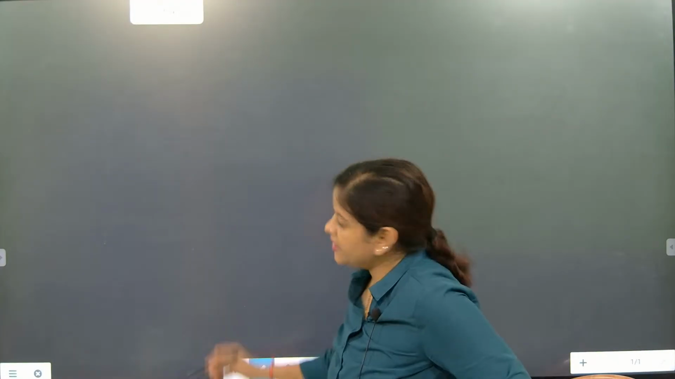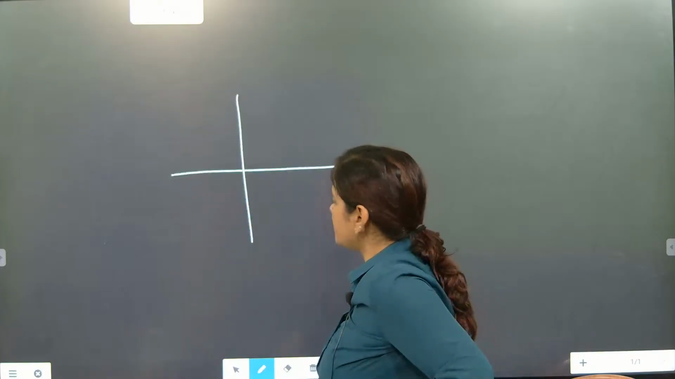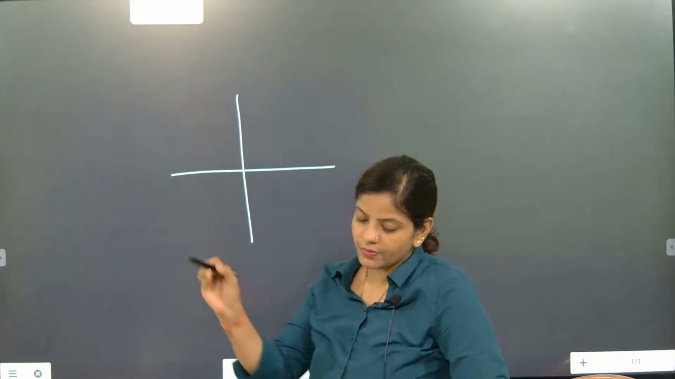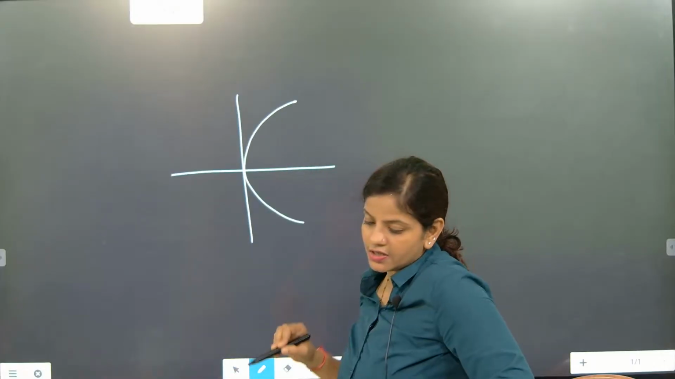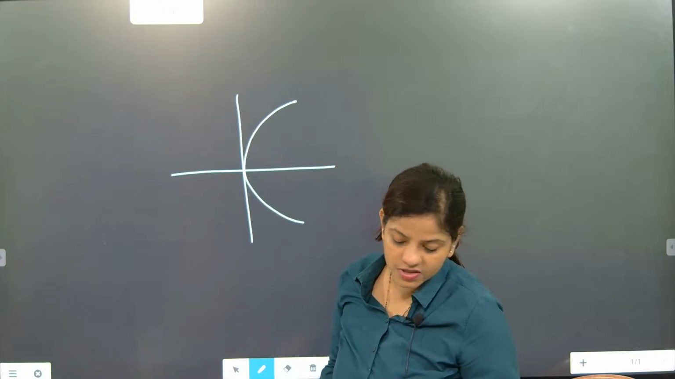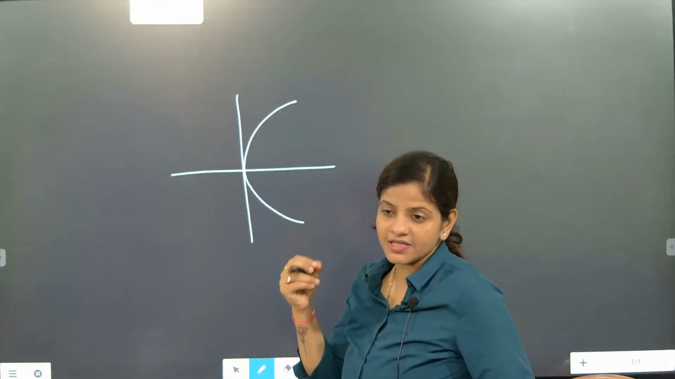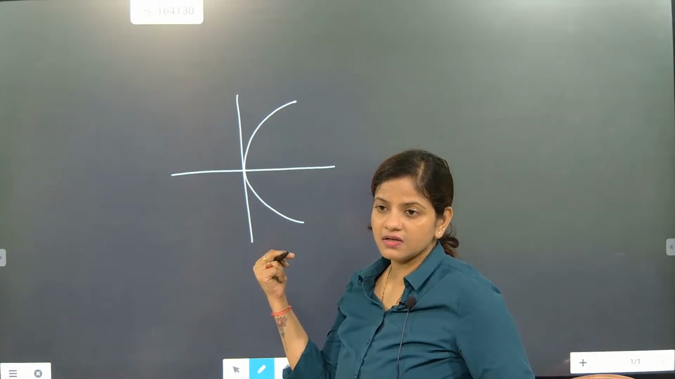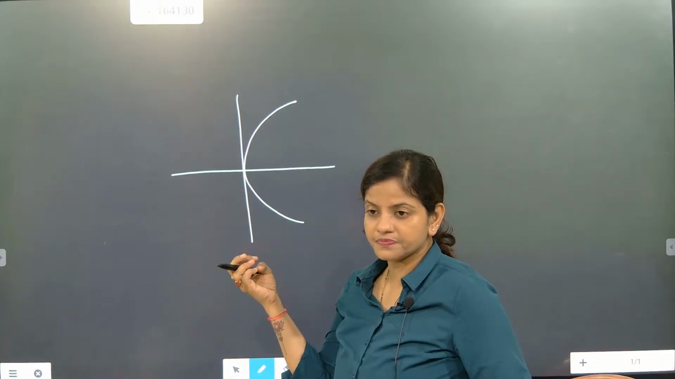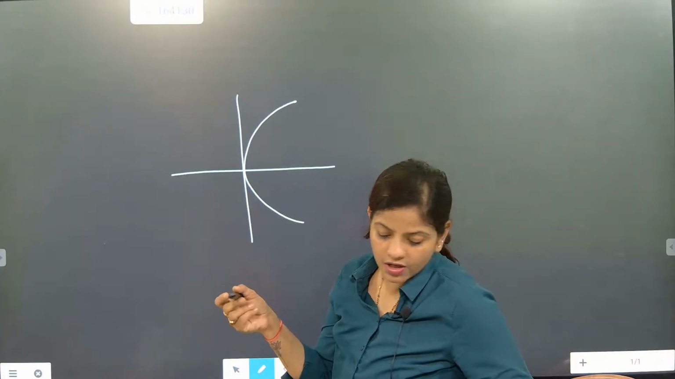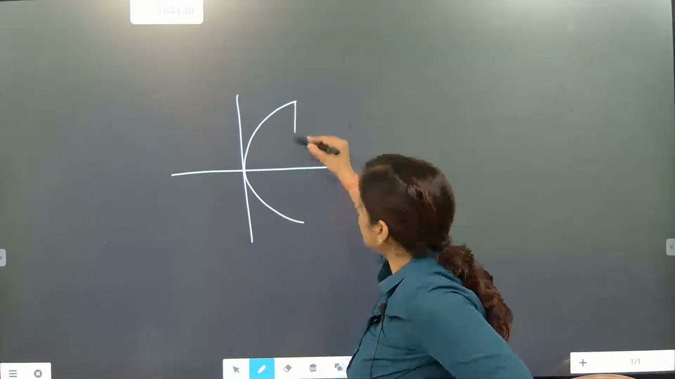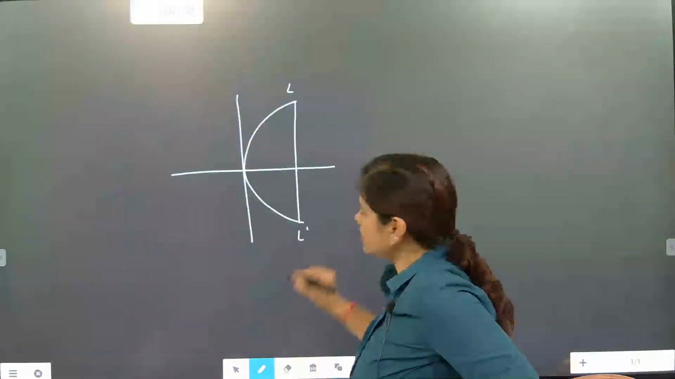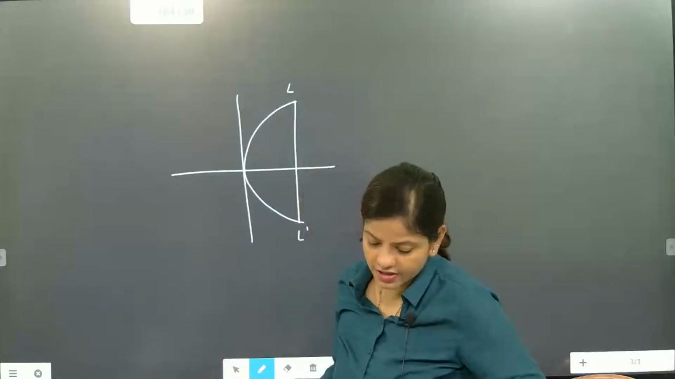Now look at the next part: a parabolic reflector. Here they are telling us that one parabolic reflector is there. A parabolic reflector means it will be in the shape of a parabola. So a parabolic reflector of 20 centimeter diameter. This is an NCERT example question, a HOTS question. The reflector is LL dash, and its width is 20 centimeter.